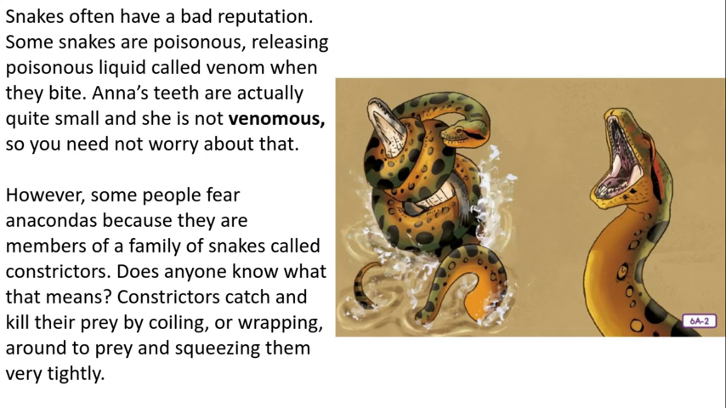Snakes often have a bad reputation. Some snakes are poisonous, releasing poisonous liquid called venom when they bite. Anna's teeth are actually quite small and she is not venomous, so you need not worry about that. However, some people fear anacondas because they are members of a family of snakes called constrictors. Does anyone know what that means? Constrictors catch and kill their prey by coiling or wrapping around the prey and squeezing them very tightly.